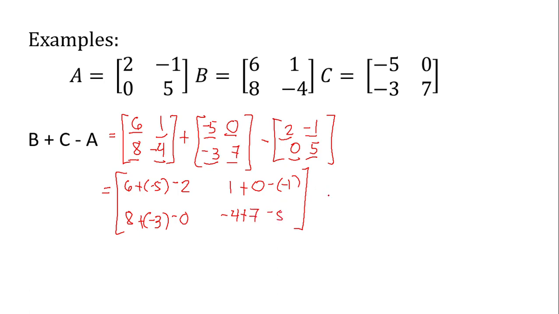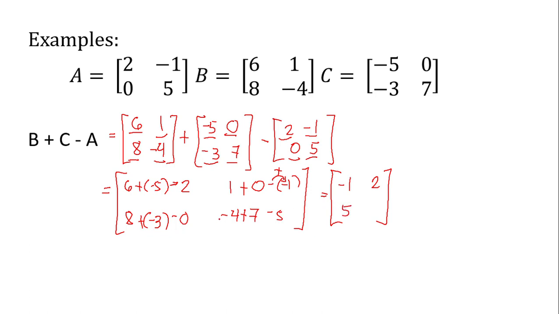Then let's simplify again. We have 6 minus 5 is 1, minus 2 is negative 1. Then 1 plus 0 is 1. Here we are subtracting a negative, so it becomes positive. So 1 plus 0 is 1, plus 1 is 2. Next, we have 8 minus 3, which is 5, minus 0 is 5.